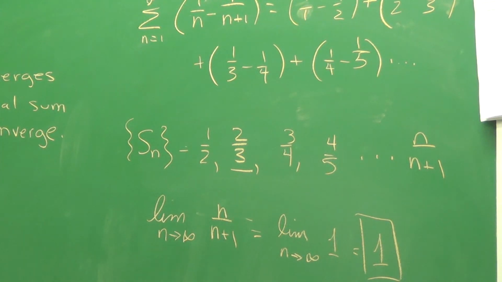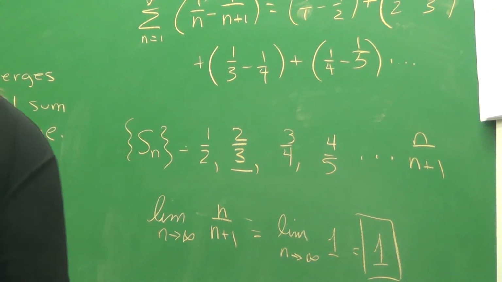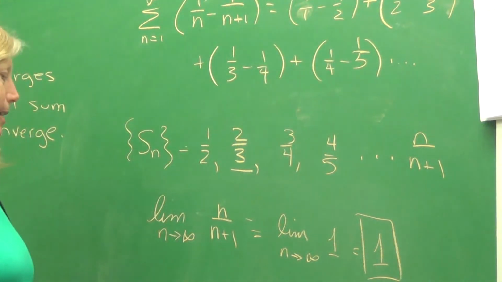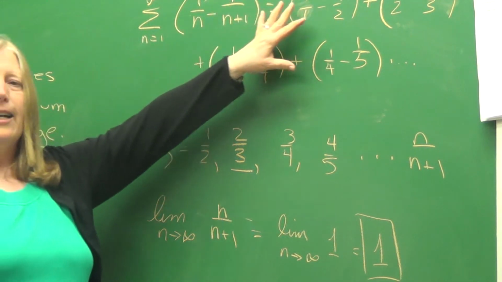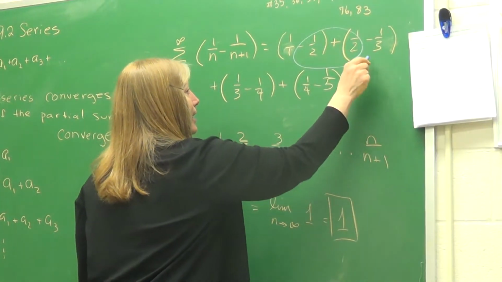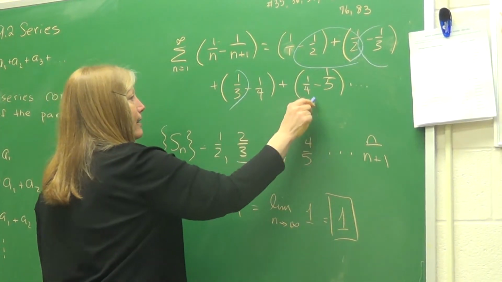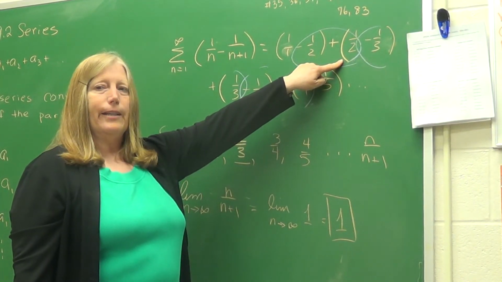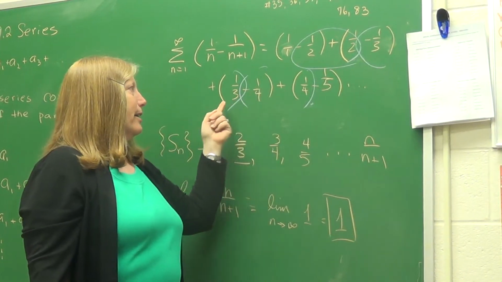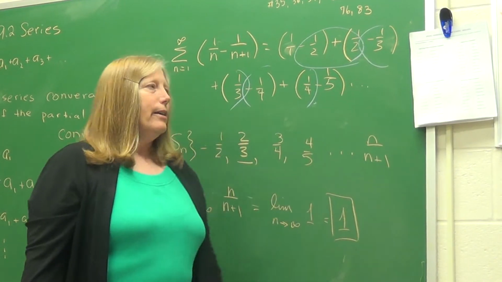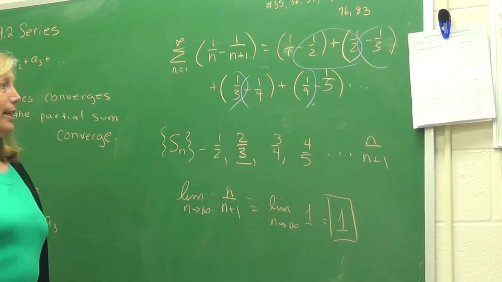All right, I need to make a point about this one. The reason I kind of left it up like this, do you notice something about this? Look at this. Notice the negative 1/2 is going to cancel out the positive 1/2, and the negative 1/3 and 1/3 are going to cancel, and so on down the line.